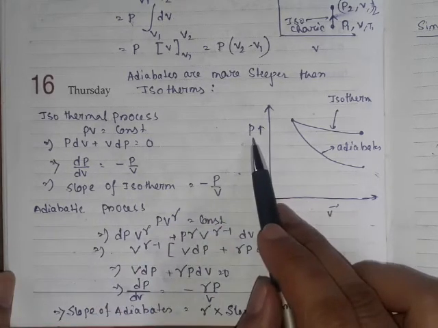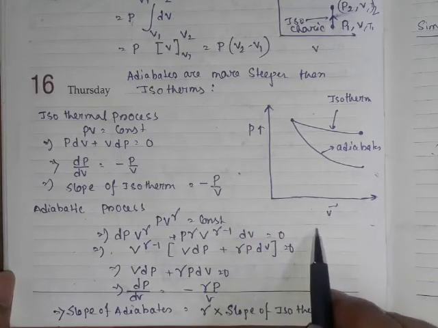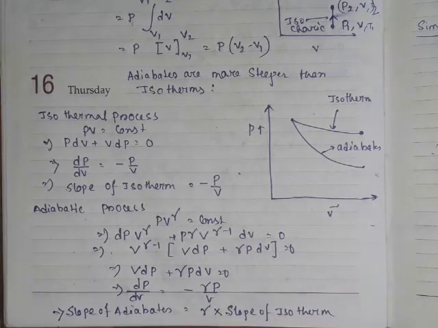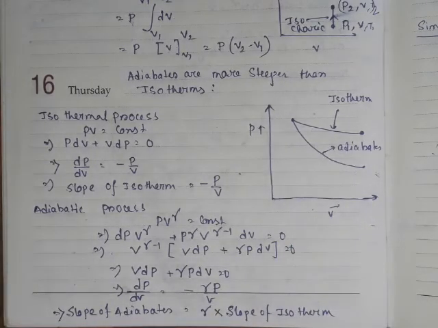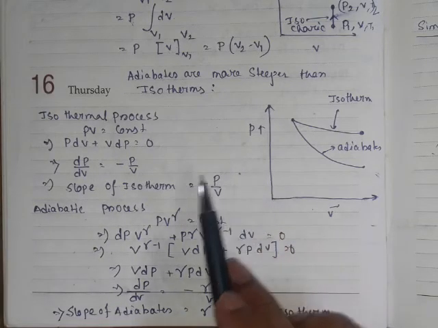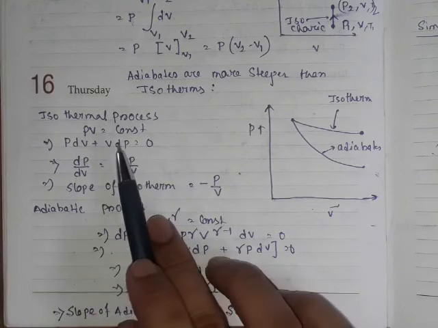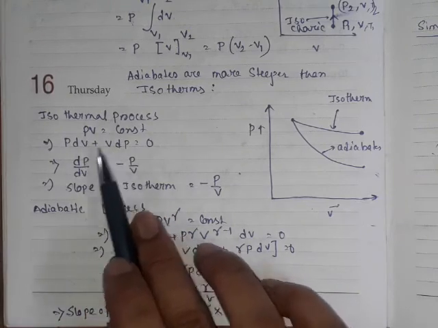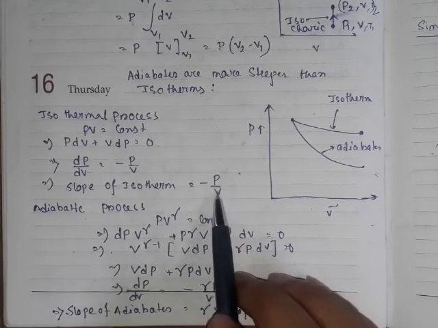As we know, slope is height by base. Height is P, and V is the base of any triangle. If you draw a triangle in the PV diagram, you will get the height on the P axis and the volume as the base. So dP by dV is the slope of the curve. From here, dP by dV is minus P by V. So the slope of the isotherm is simply minus P by V.